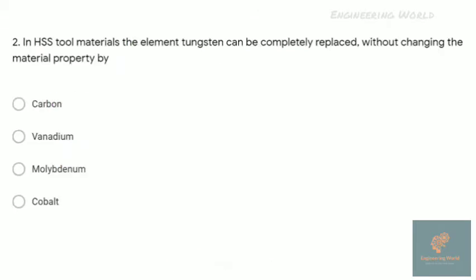The next question is, in HSS tool materials, the element tungsten can be completely replaced without changing the material property by. It is a straightforward question, and the answer is molybdenum.